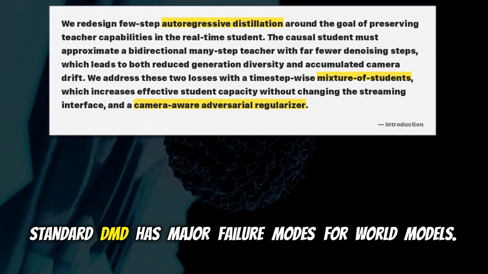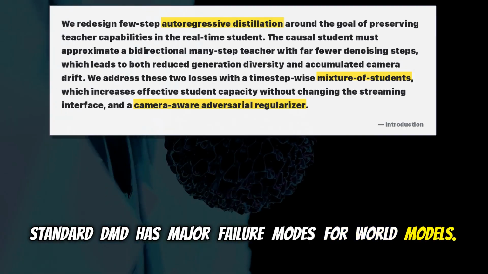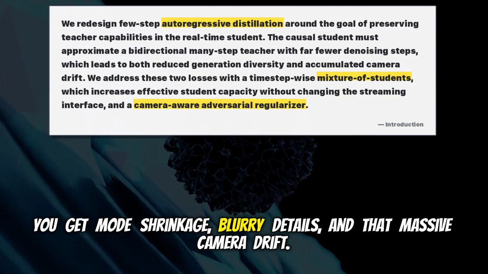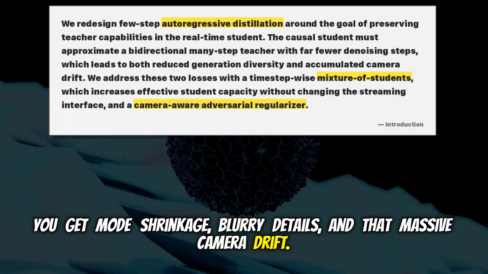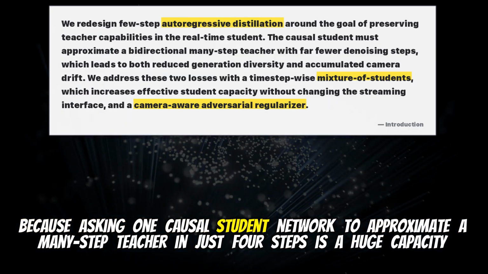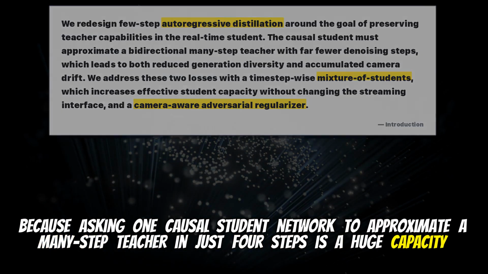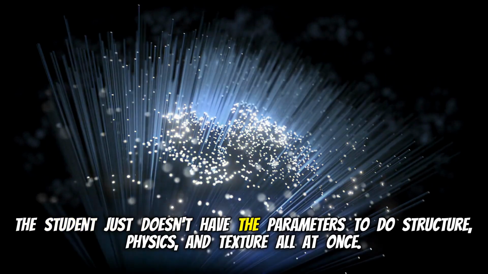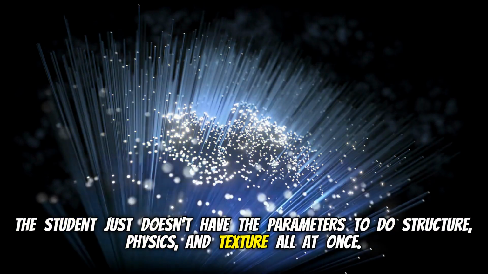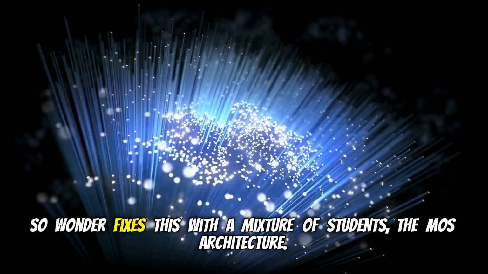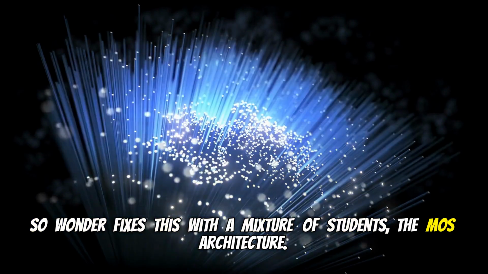Yeah, standard DMD has major failure modes for world models. You get mode shrinkage, blurry details, and that massive camera drift. Because asking one causal student network to approximate a many-step teacher in just 4 steps is a huge capacity bottleneck. The student just doesn't have the parameters to do structure, physics, and texture all at once. So Wonder fixes this with a mixture of students, the MOS architecture.